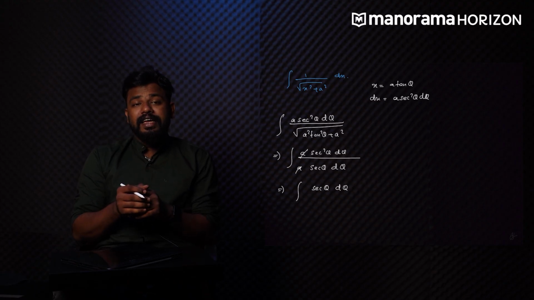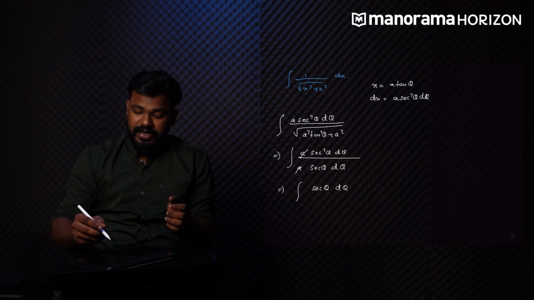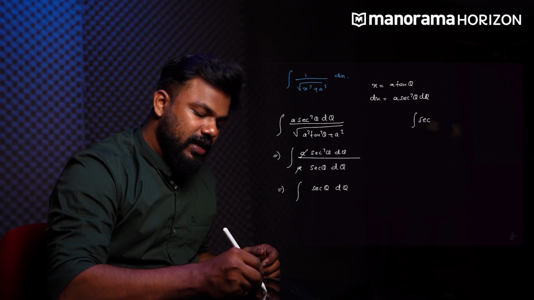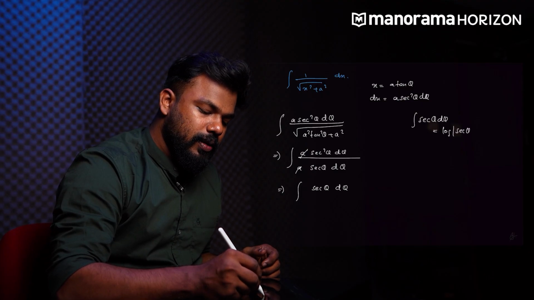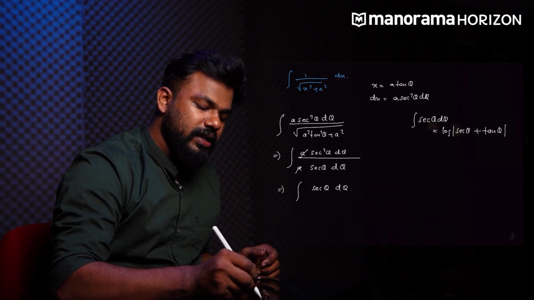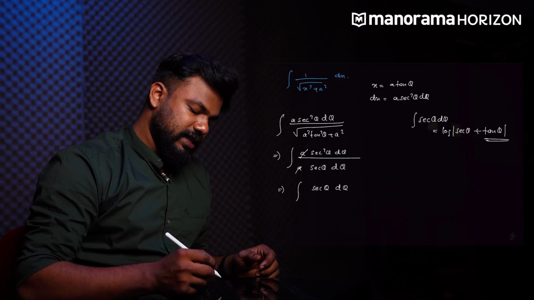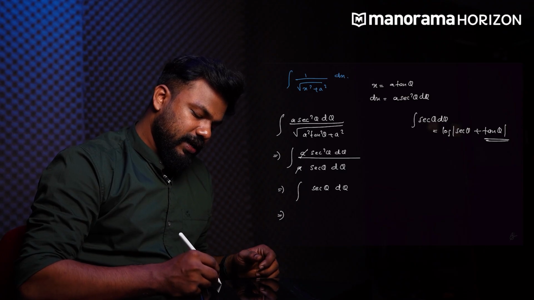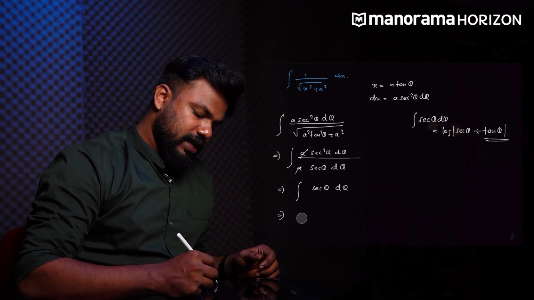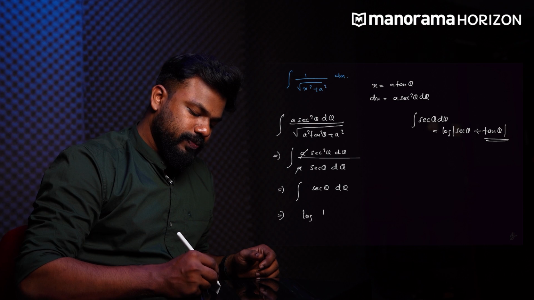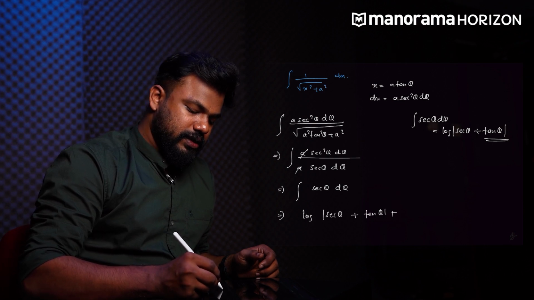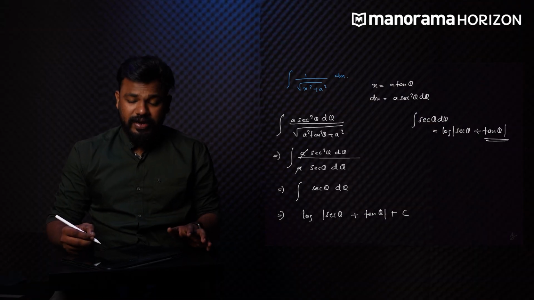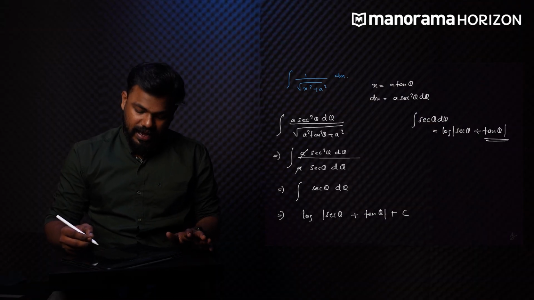Now what is the integral of sec theta? We have not studied that. Integral of sec theta is nothing but log mod sec theta plus tan theta. So this is the integral of sec theta. So if I write that, I will be getting here integral sec theta d theta will be log mod sec theta plus tan theta plus c. Now I cannot leave it like this. I have to finally write the answer for this one.